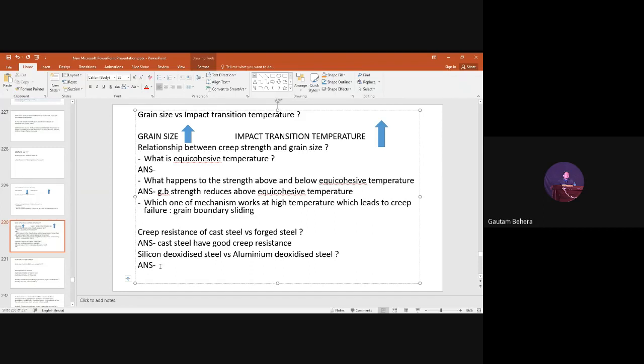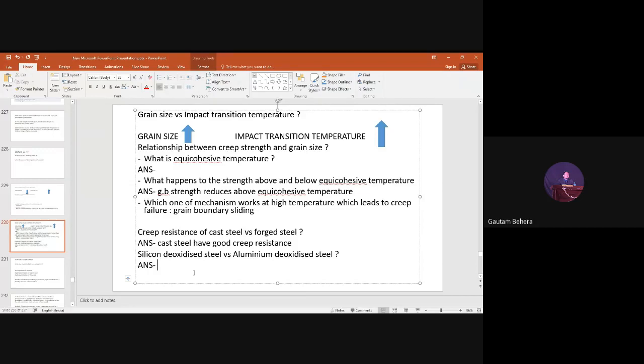Okay, last question. Silicon deoxidized steel versus aluminum deoxidized steels. You have a subject, steel making, right? Yes, sir. Okay, how many of you remember? I have taught you extractive metallurgy, right? Or who has taught you this unit process of extraction? So how many of you remember what is deoxidation practice in steel?